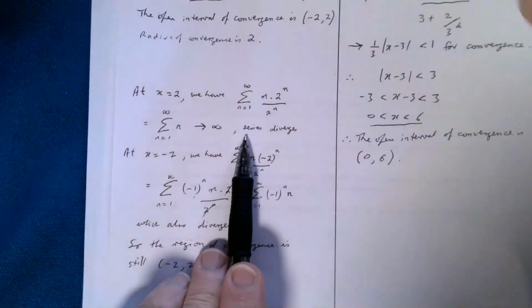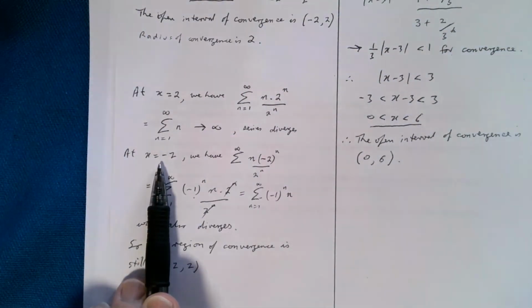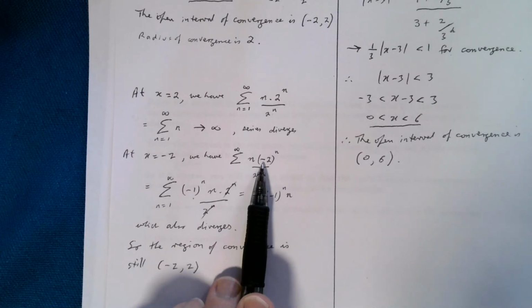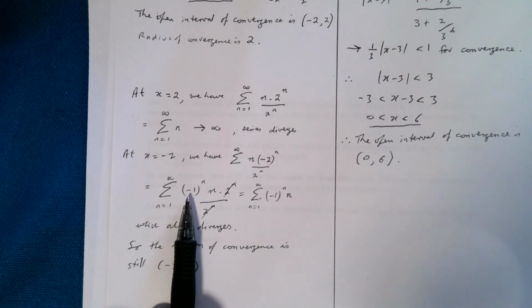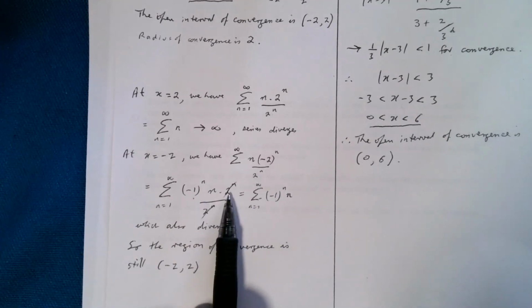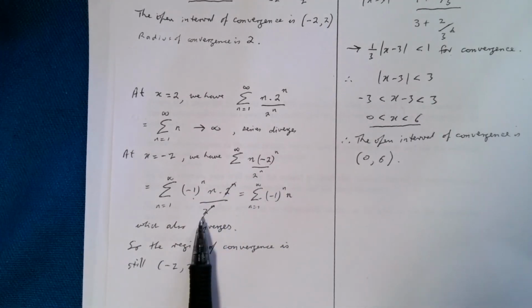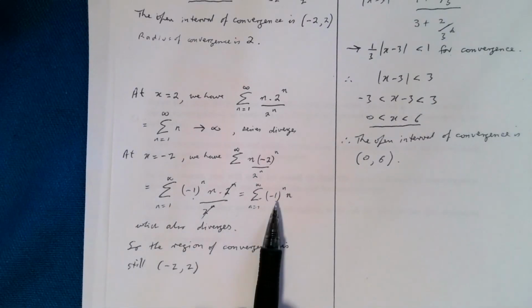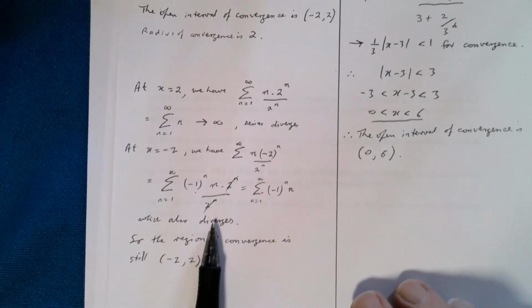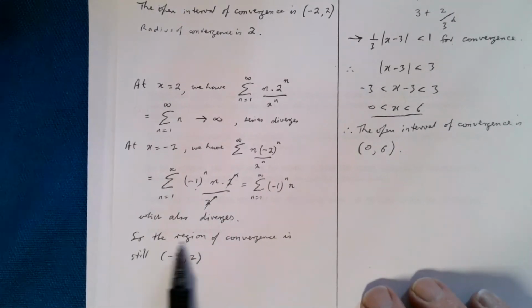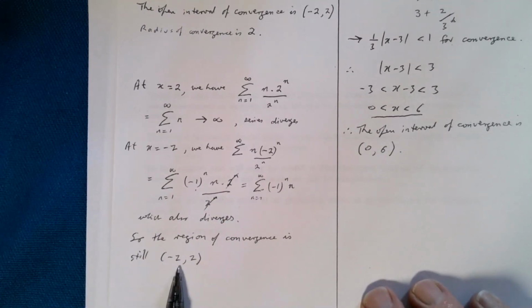Now at the other end point of minus 2, if we put minus 2 in, then I replace x with minus 2, I get that. Now I can peel off a minus 1 to the n out of here, times a 2 to the n, 2 to the n's cancel, and I get this thing here, which is, well, what's this look like? This is minus 1 plus 2 minus 3 plus 4. This doesn't converge either. This also diverges. So in fact the full region of convergence is still the open interval minus 2 to 2.